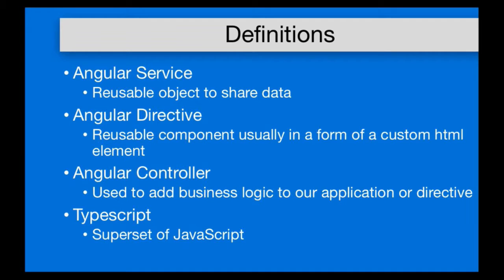Okay, before we jump into it, I want to give some definitions, some terminology, I guess. So first off, an Angular service is usually used to reuse and share data between your other components. Also, an Angular directive is a way to create a custom HTML tag or element. That way we can reuse that on the page or within the application. An Angular controller is where we actually add our business logic to our application.